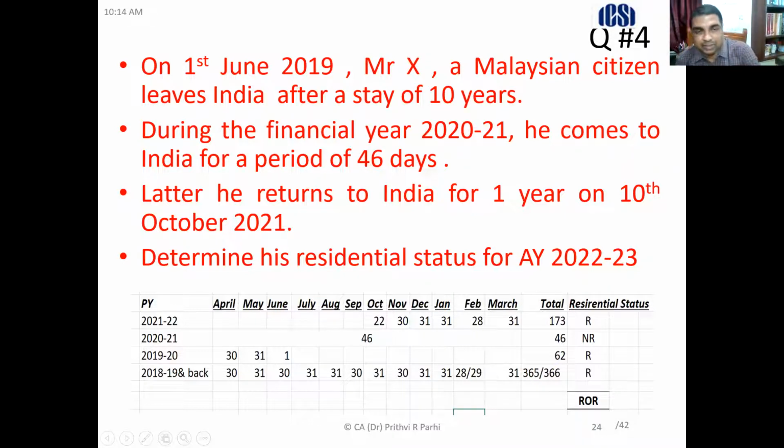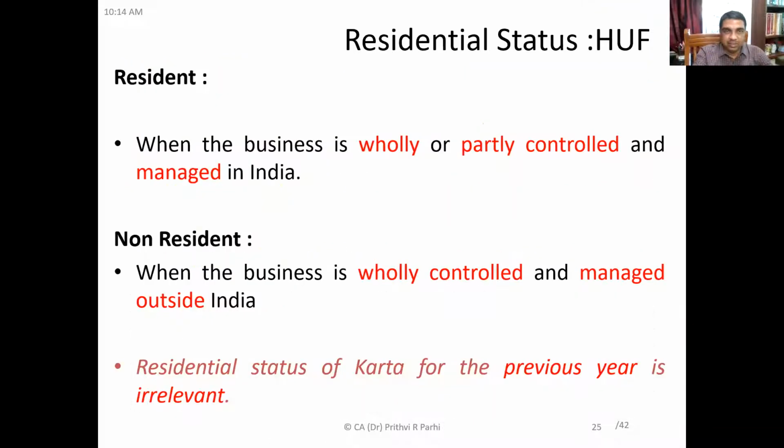So if you open a table like this, then it will be easier for you to find out the answer. I think you'll be able to. Okay. So this is how we have studied. This is how we can conclude the residential status of an individual.